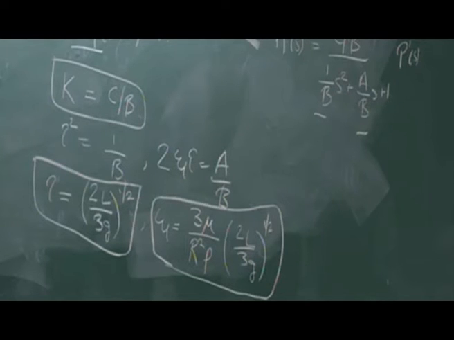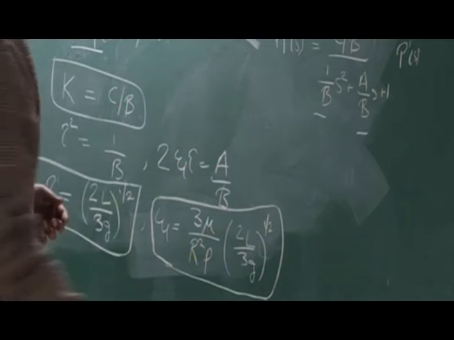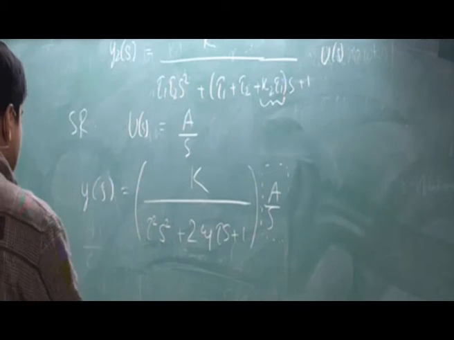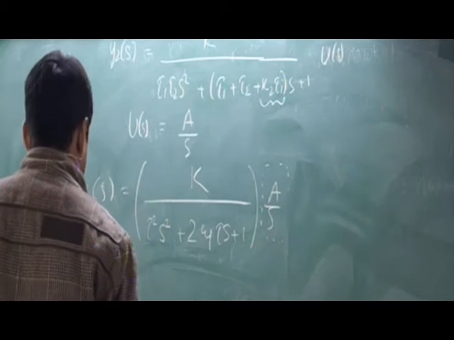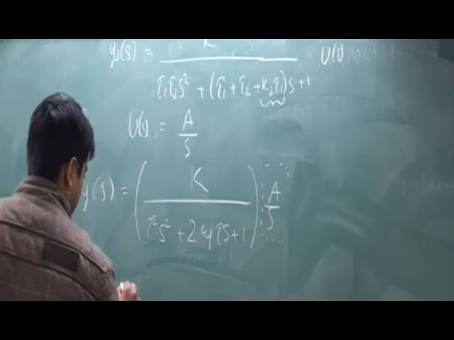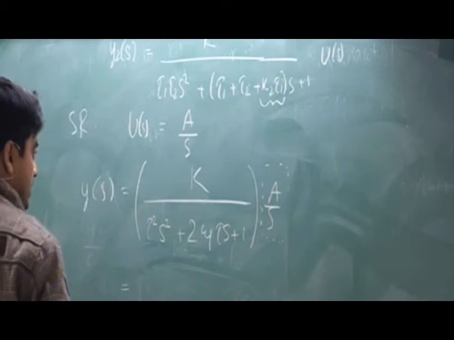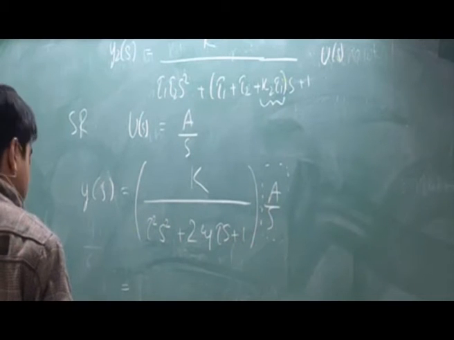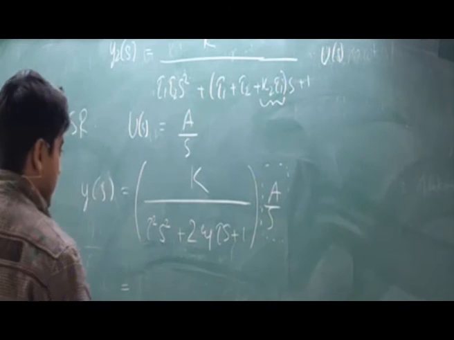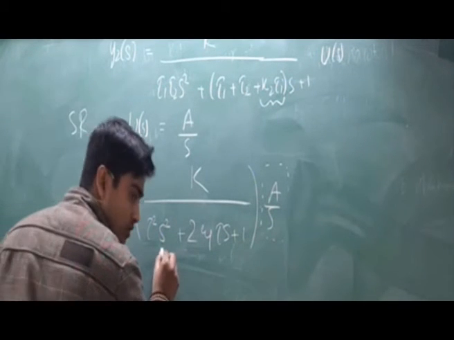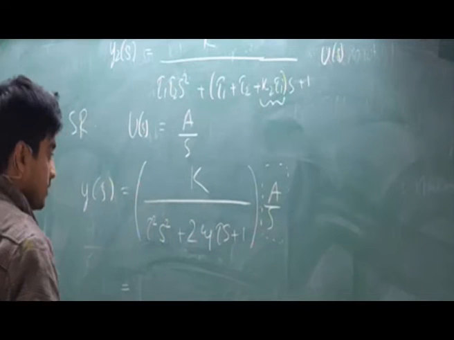So this is the solution for this problem, and the rest of the parts we'll see later on. Now proceeding further with the unit step response of the second order system, I could put the function in terms of poles. Poles is what you define as the roots of the denominator.